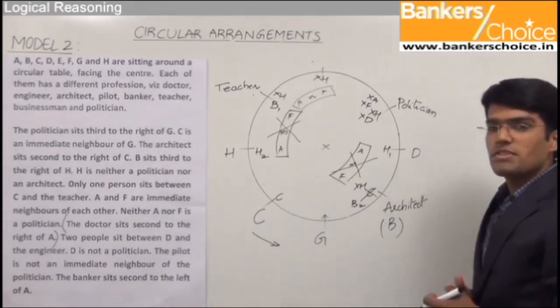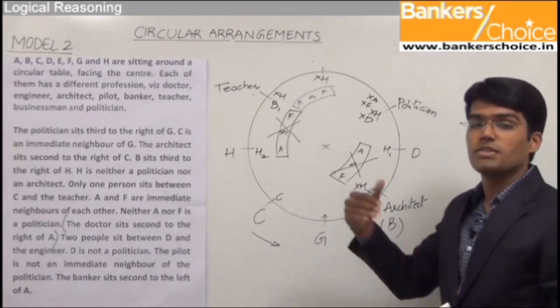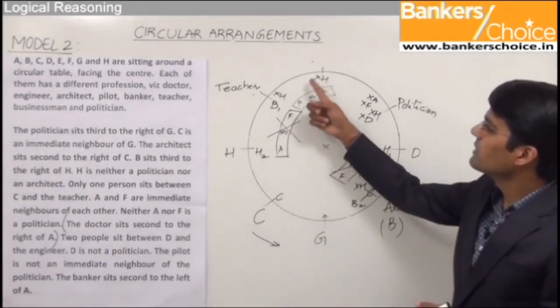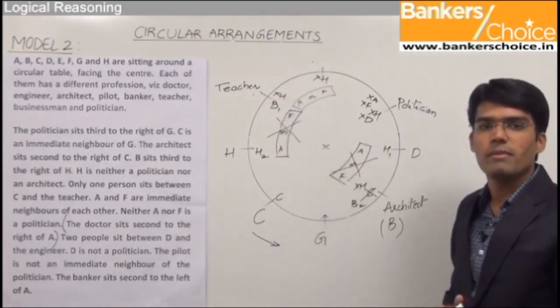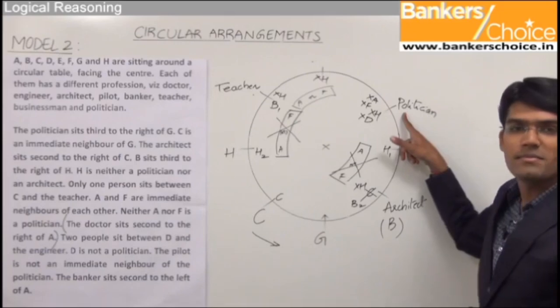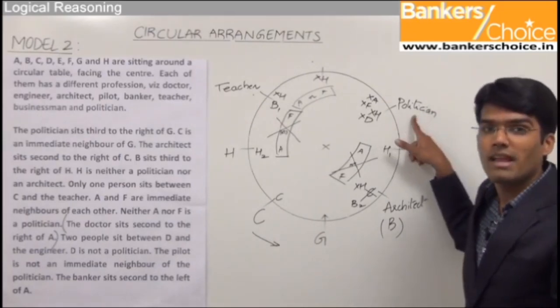Once we have fixed the position of D, we can also fix the position of the left out person, that is the person E. Why? Because we know that these two positions have to be occupied by A and F, and all the remaining positions have been occupied except politician, and this person has to be E.